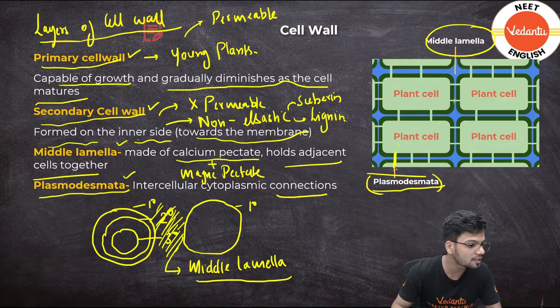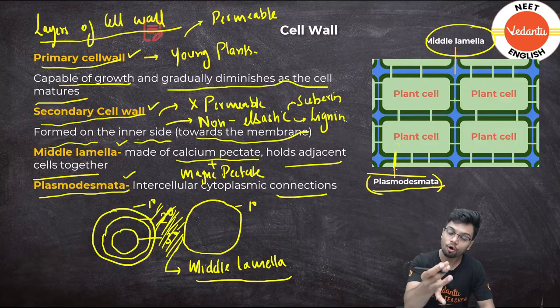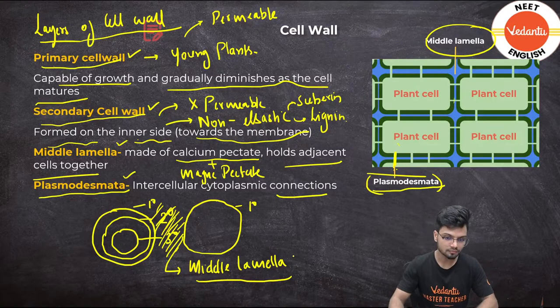Sir, how is plasmodesmata suddenly formed? Plasmodesmata is not suddenly formed. It is always there from the cell. Clear? Any doubt here?